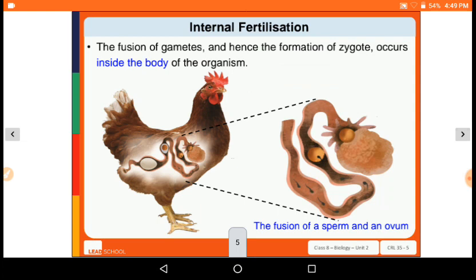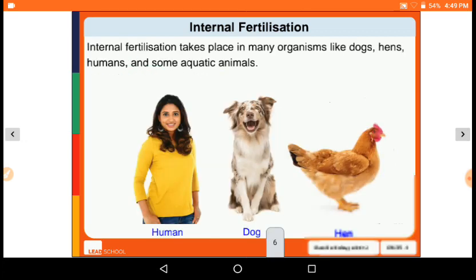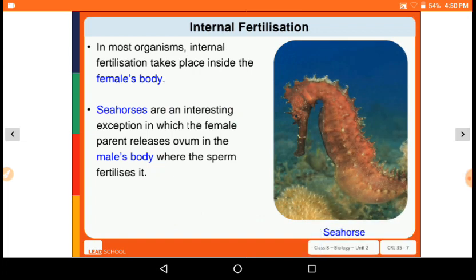For example, in internal fertilization, the fusion of the gametes and hence the formation of the zygote occurs inside the body of the organism, that is, the fusion of sperm and the ovum. Internal fertilization takes place in many organisms like goats, ants, women and some aquatic animals. In most organisms, internal fertilization takes place inside the female's body.